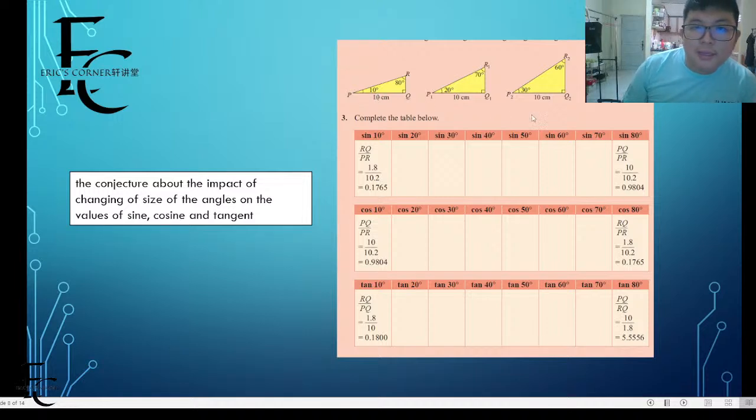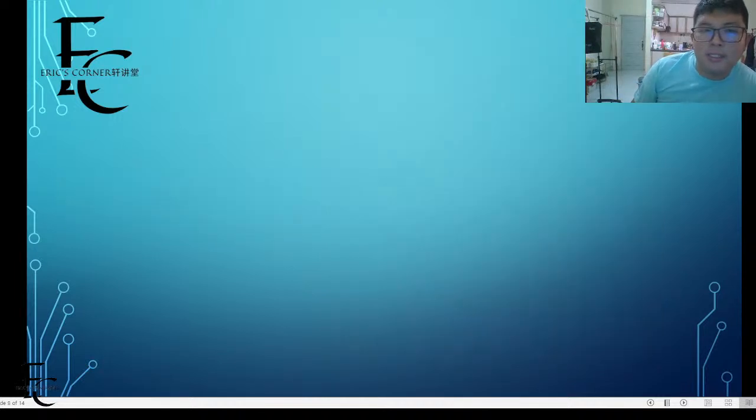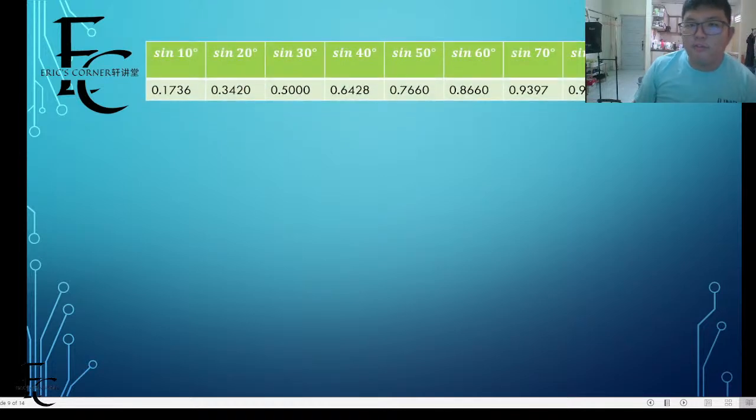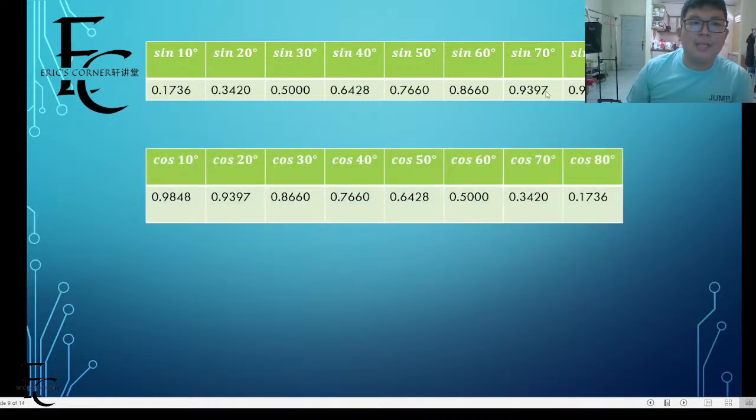So we know that sine 10, actually from here, RQ over PR is the same, but from the calculator itself we can calculate it, so we will get this kind of table here. So let's see. This is our sine table. This is the sine value from sine 10 degrees to sine 80 degrees, as well as cos 10 degrees to cos 80 degrees.